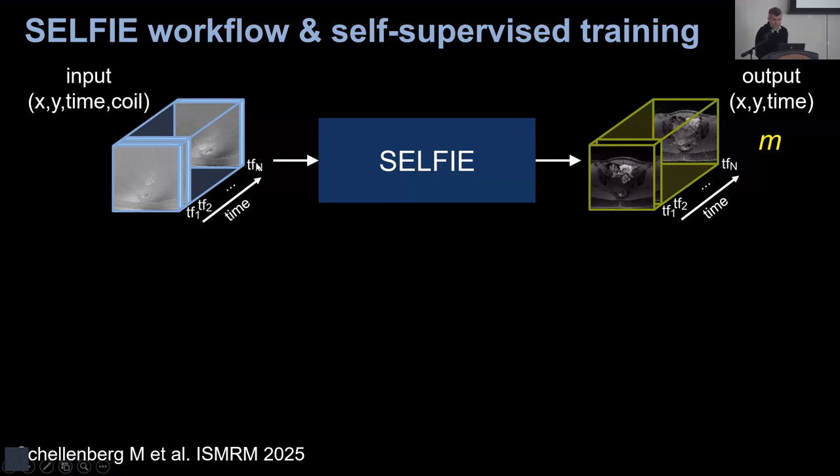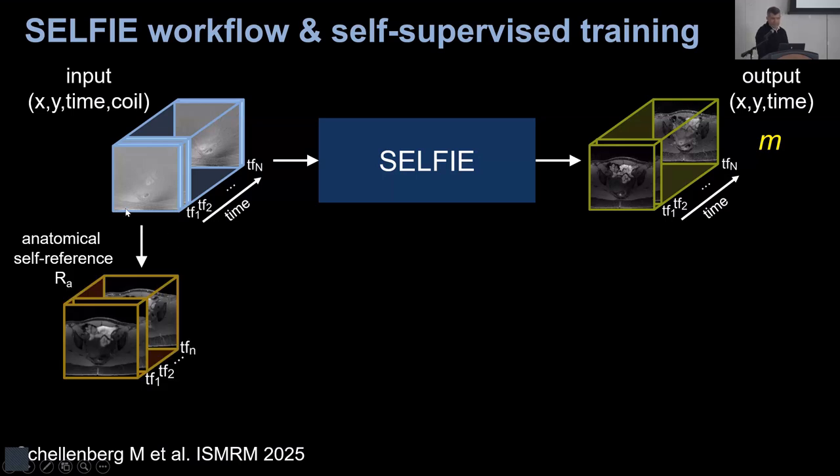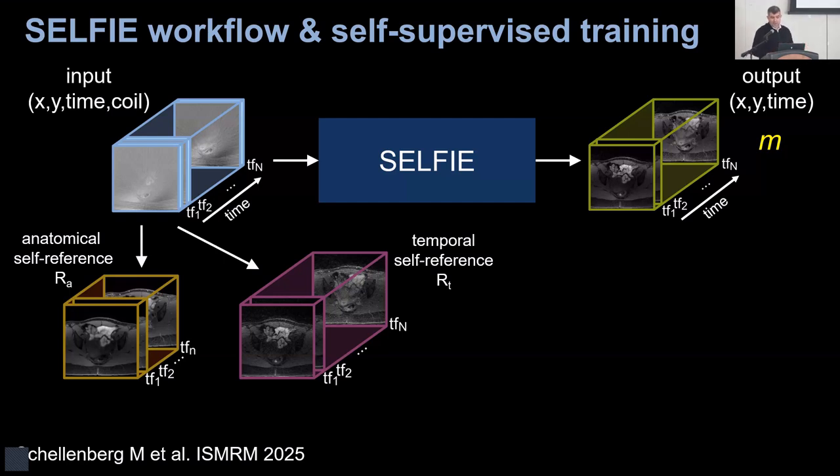All right, so from the input, we can now get the anatomical self-reference, and this is just by averaging frames from the input. For example, let's say that we're trying to reconstruct 256 by 256 images, and we're using 20 spokes per frame. If we want to achieve 400 spokes, we need 20 frames. So we can average 20 frames, and that will give us the anatomical reference, which is going to be fully sampled. Okay. And then we also get the temporal self-reference.